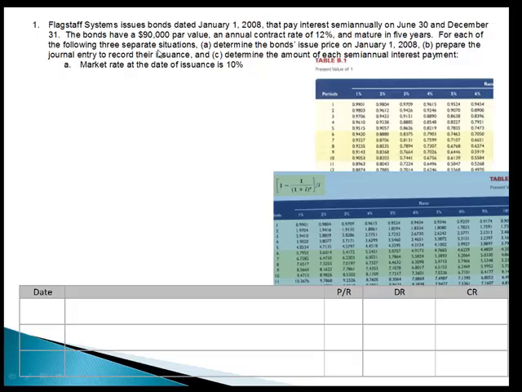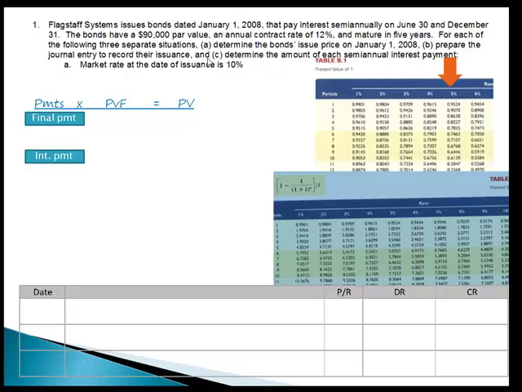For each of the following situations, which I'm only giving you one, determine the bond's issue price, prepare the journal entry, and determine the amount of semi-annual interest payments. So the first thing we're going to do is figure out the price. So we set up our table: payments times the present value factor equals present value. We've got 2 payments, the final payment and the interest payment. The final payment is going to be $90,000, but we need to figure out what the present value factor is.